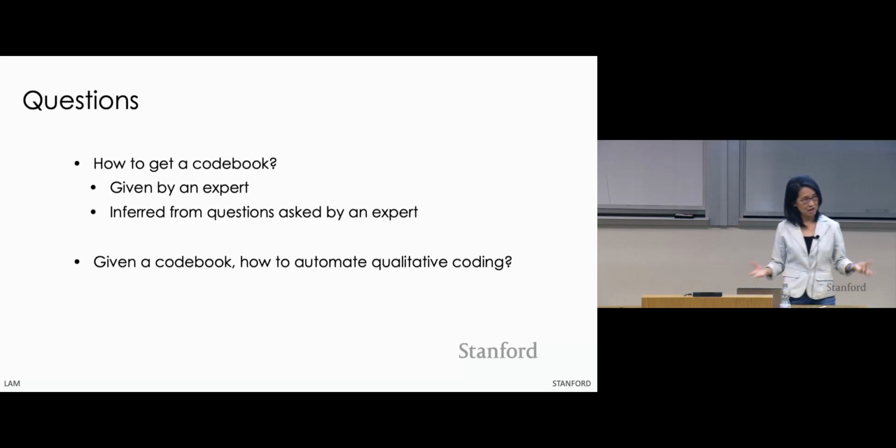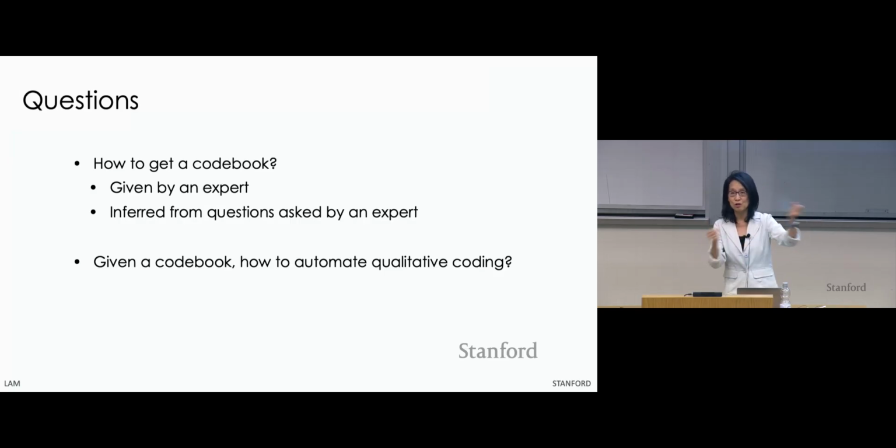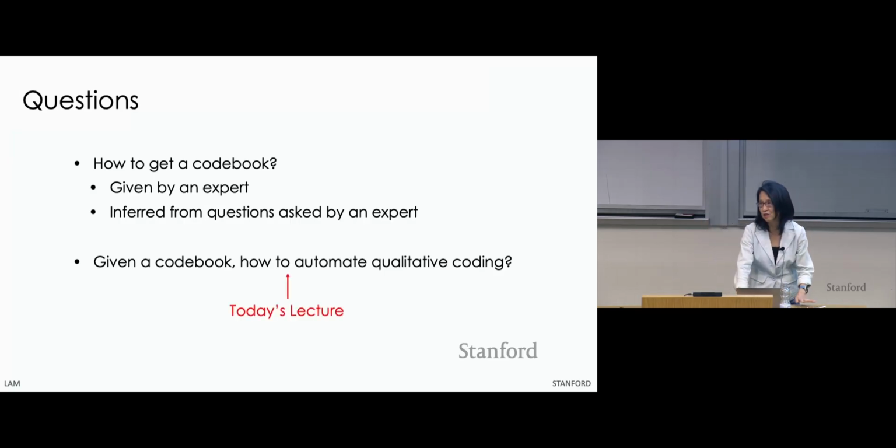So that's the first thing, is to get a codebook. But a lot of times they exist. Then if I give you a codebook, how do you automate the qualitative coding? How do you take a set of documents and give them structure according to the codebook? And this is the lecture today, to focus on the second question, okay?